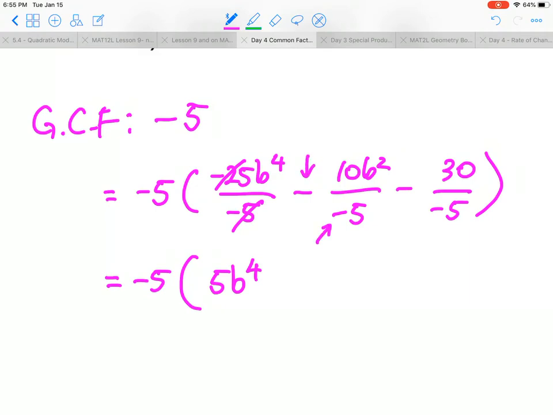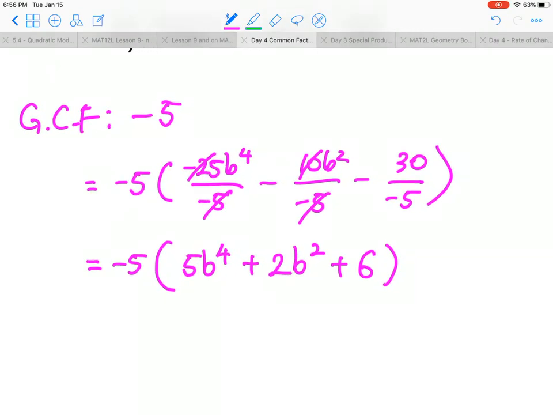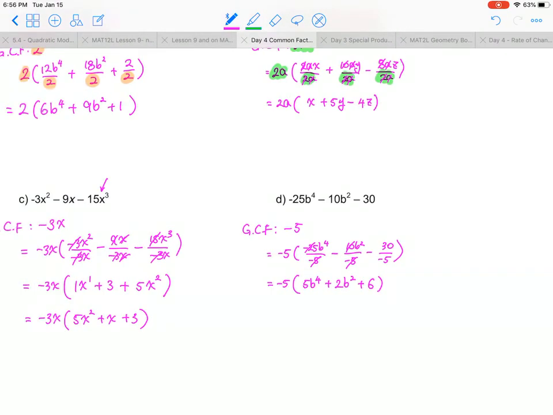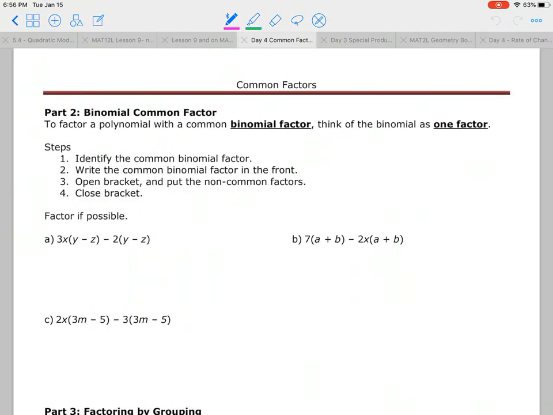Now, negative, then negative here as well, right? So these two negatives give me positive, and 10 divided by 5 gives me 2. So then 2b squared. Same thing over there, negative, negative, so then it will be positive 6, and that's it. Everything is from the greatest power to the least power, and that's pretty much it. Okay, so that's the basics of common factoring.